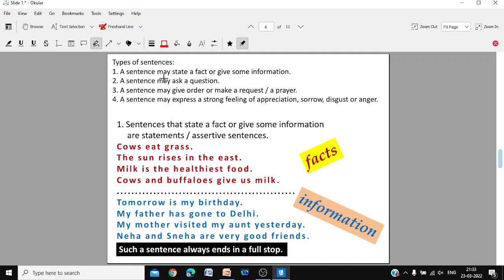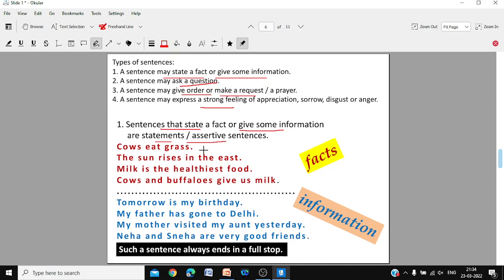Next, for advanced students, types of sentences. A sentence may state a fact or give some information. It may ask a question. It may give orders or make requests. It may express a strong feeling, a feeling of appreciation, a feeling of sorrow, a feeling of disgust, a feeling of anger. So sentences that state a fact or give some information are statements, also called assertive sentences.